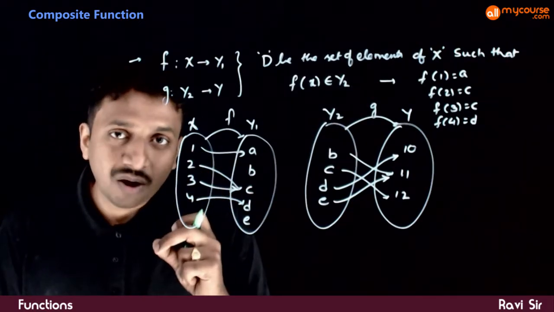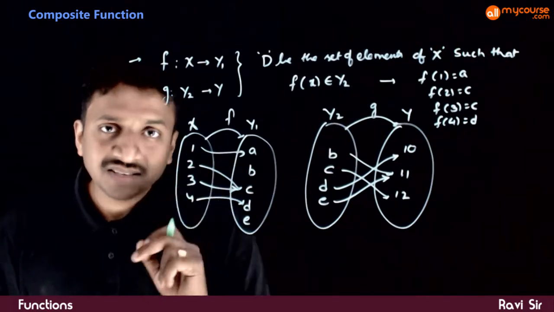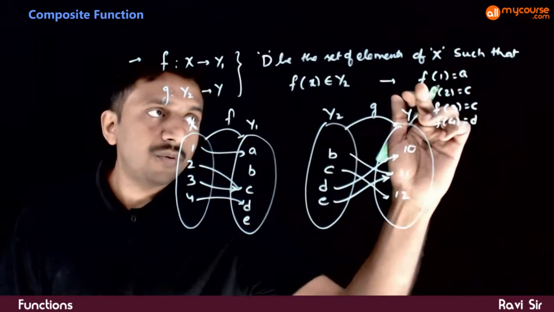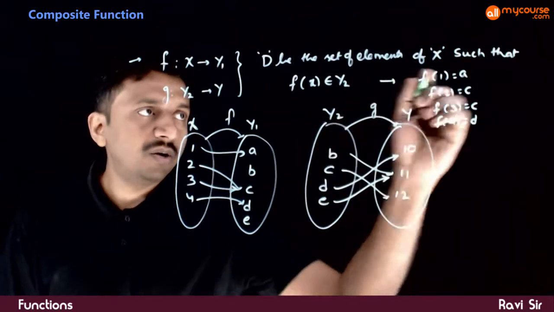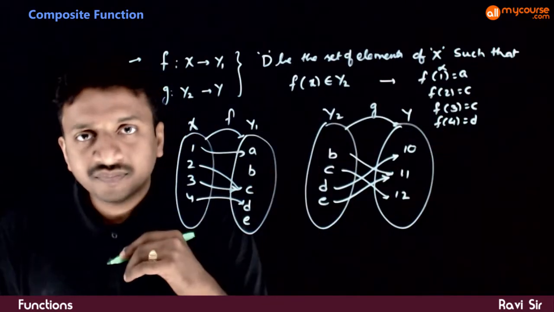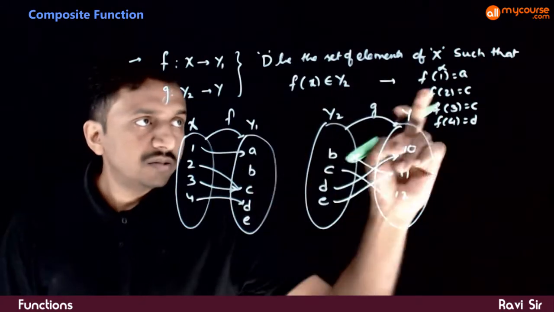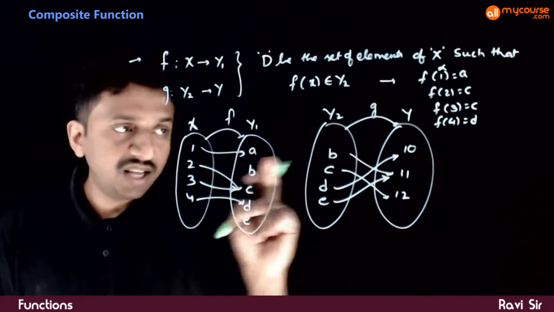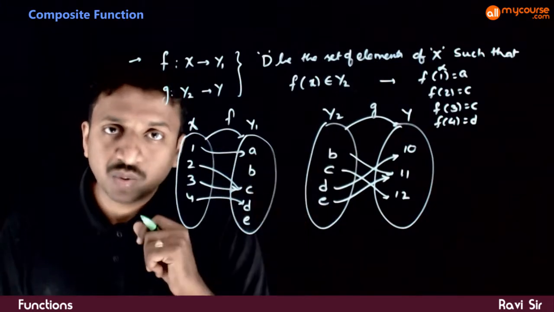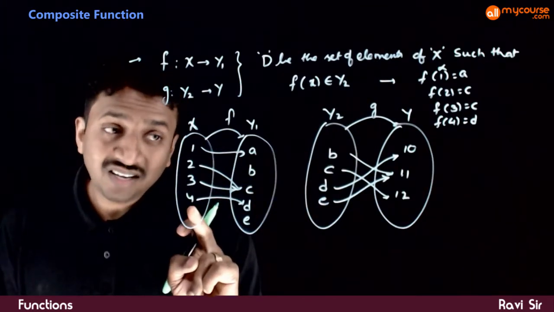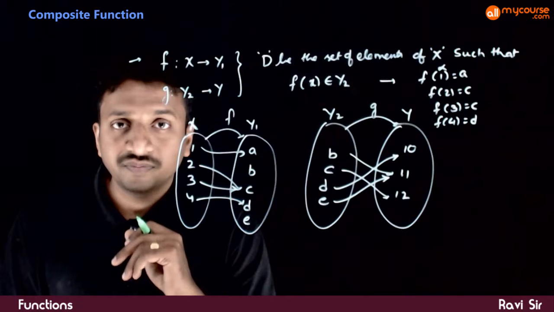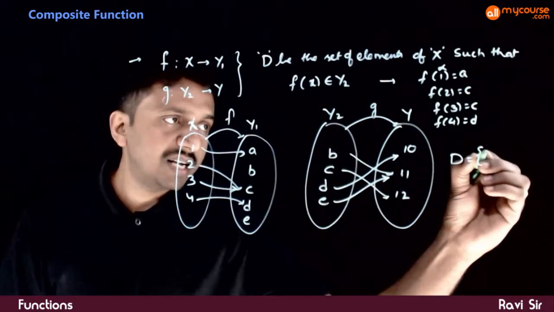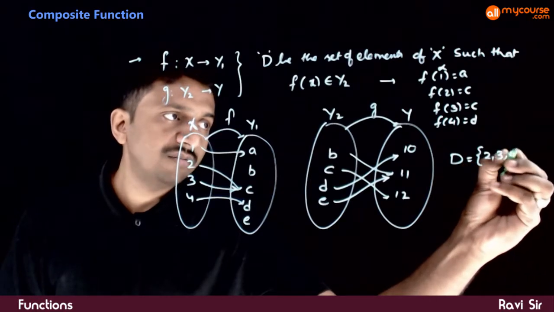So what is the set of those elements in X such that their images belong to Y2? As you can see, f of 1 is a, which does not belong to Y2. So I'm not considering 1. f of 2 is c and c belongs to Y2. f of 3 is c again and c belongs to Y2. f of 4 is d and d belongs to Y2. So now I consider the set D as the set containing 2, 3 and 4.